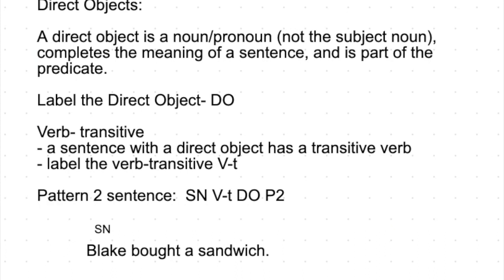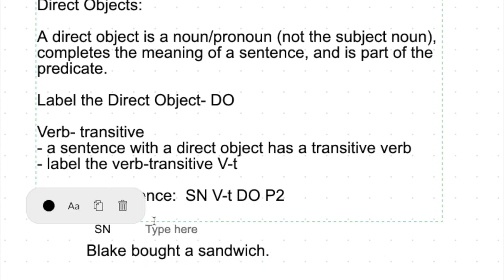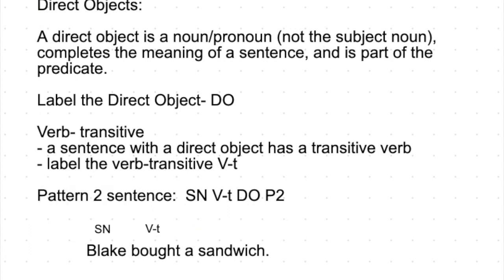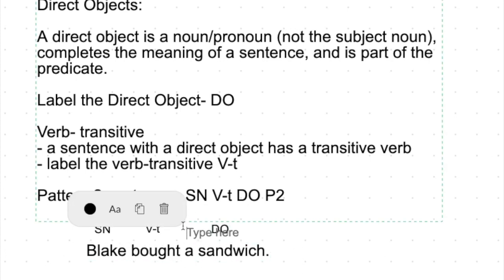What is being said about Blake? So what did he do? What's the action? He bought. So that's our transitive verb. We're going to label it VT. And Blake bought what? What was bought? What's receiving the action? Sandwich. So that's our direct object. It's a noun. It's part of the predicate, not part of the subject. So it must be a direct object. The word a is, of course, an article adjective.